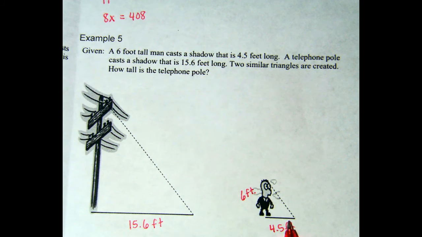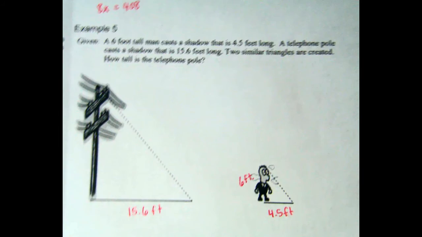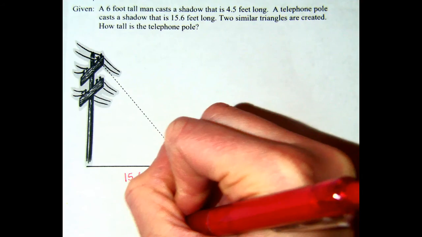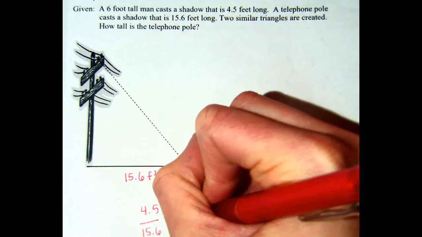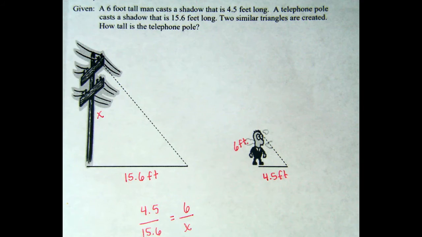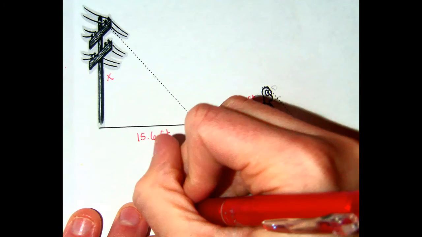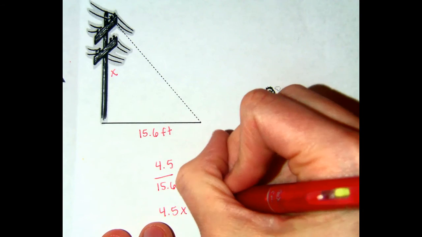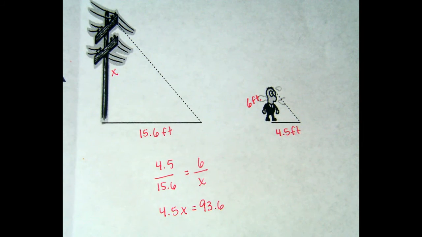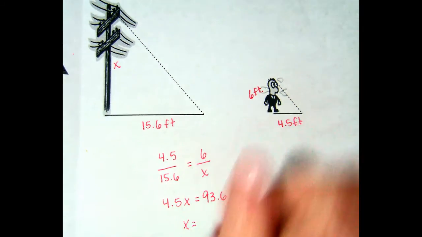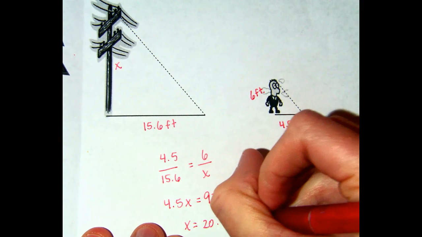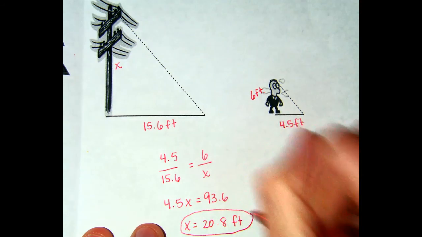We can't do this if they're not similar triangles. How tall is the telephone pole? Exact same process. 4.5 over 15.6 equals 6 over x. It might help you know that's x in case you're curious. So 4.5x equals 15.6 times 6, which is 93.6. Then divide by 4.5, which is 20.8. So the telephone pole is 20.8 feet.